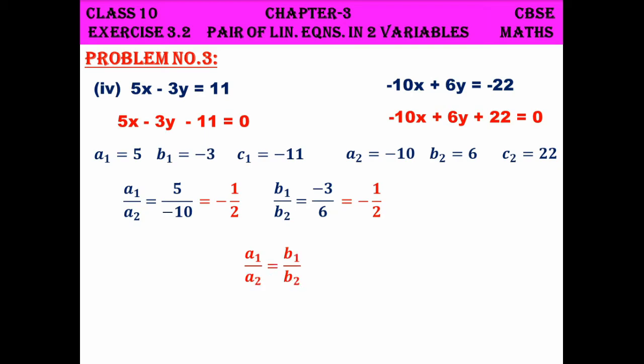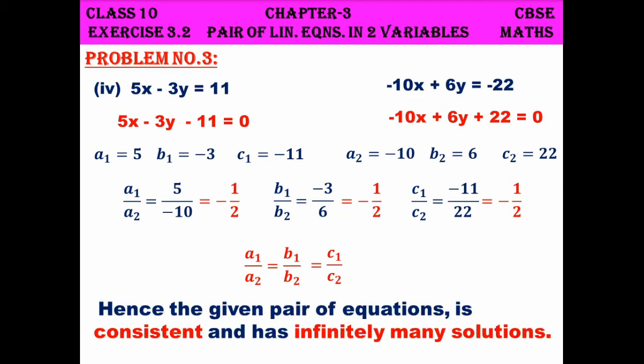Now we'll see what about the third ratio. The third ratio is C1 by C2 equals minus 11 by 22, and that's also equal to minus 1 by 2. So as all the three ratios are equal, we conclude that the given pair of equations is consistent, but it has infinitely many solutions, right?